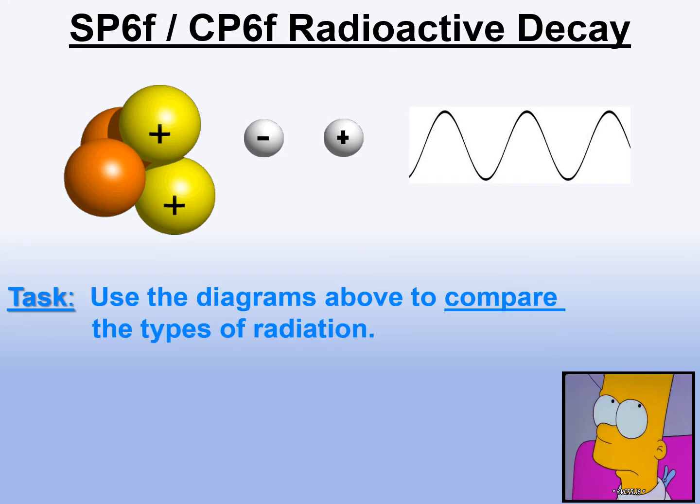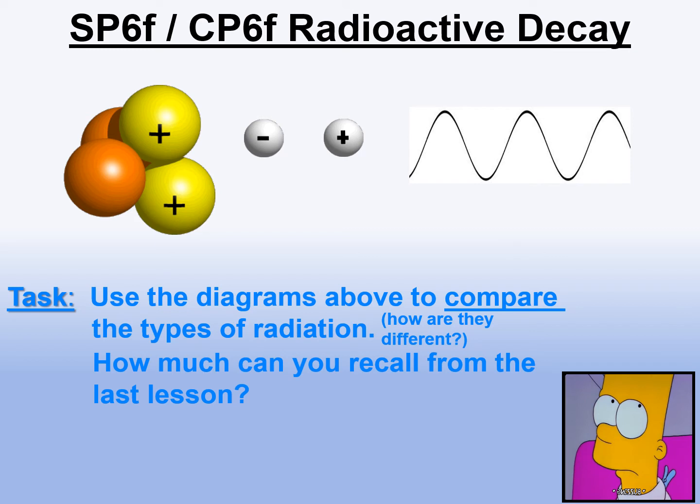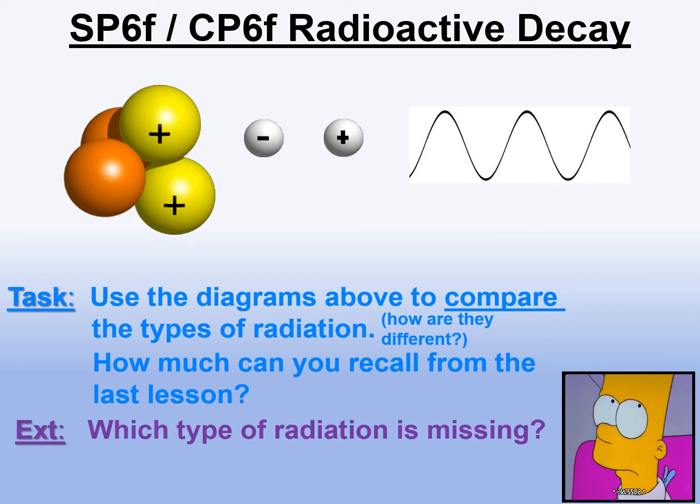So task there, use the diagrams to compare those types of radiation we thought about before. How are they different? How are they similar as well? How much can you recall from the last lesson about those diagrams? And an extension. One of the types of ionizing radiation that we briefly mentioned last lesson is missing from that. So can you work out which one is missing? Have a think about it. I'll share my thoughts with you in 3, 2, and 1.